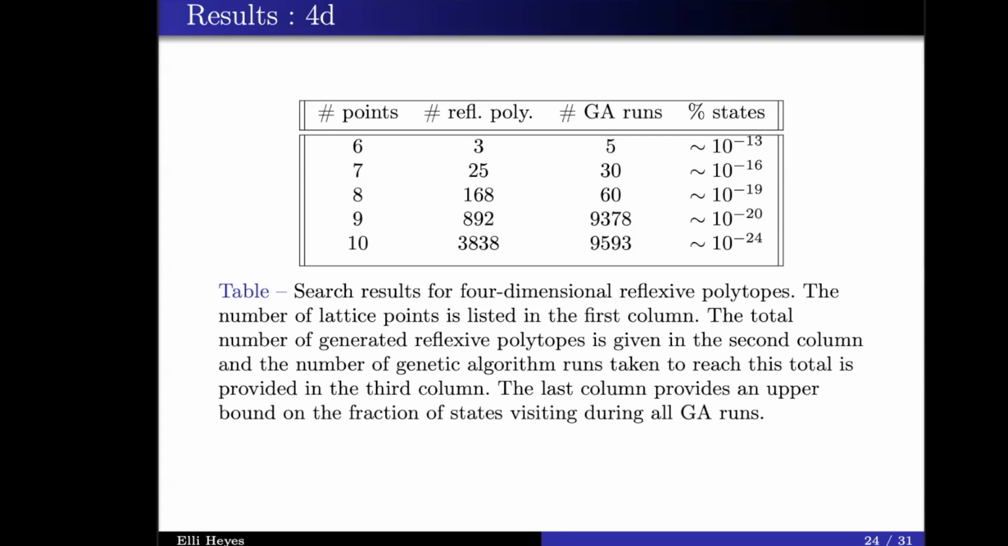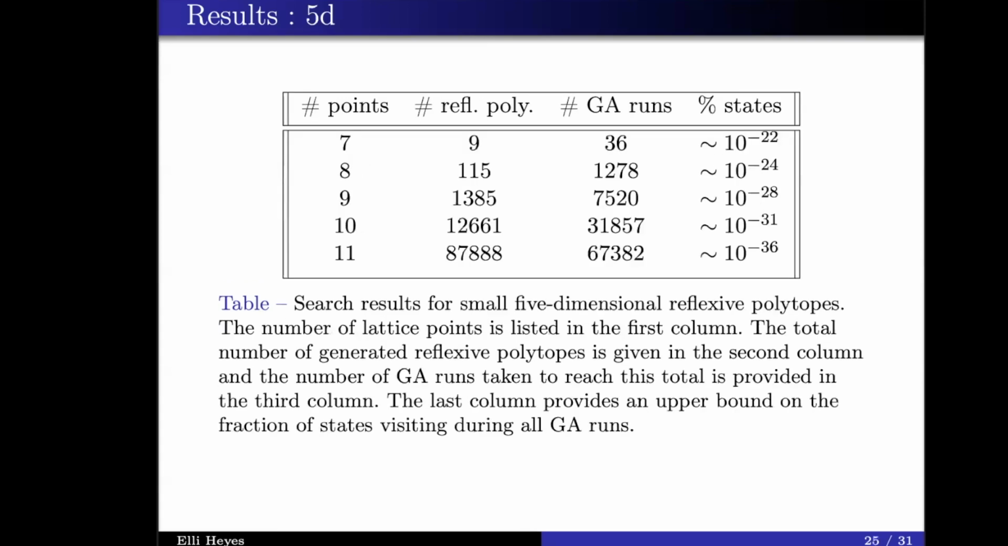So at this point, we were crossing our fingers for 5 dimensions. And our prayers were answered. Even in 5 dimensions, we found the reflexive polytopes, the small ones at least. So again, we focused on the 5 smallest possible numbers of points. You can see the smallest case found 9 of these polytopes, going up to 11 points, finding around 90,000 of these. As I said at the beginning, there's a partial data set in 5D.